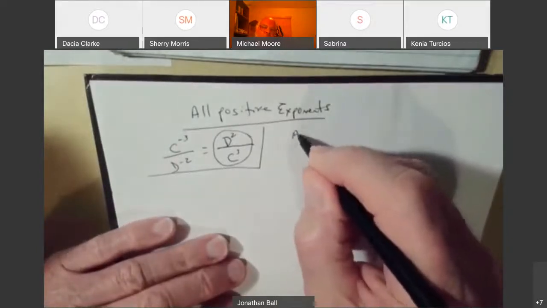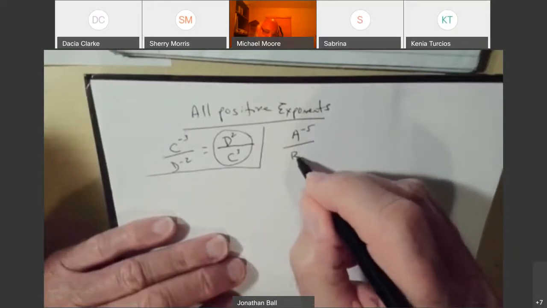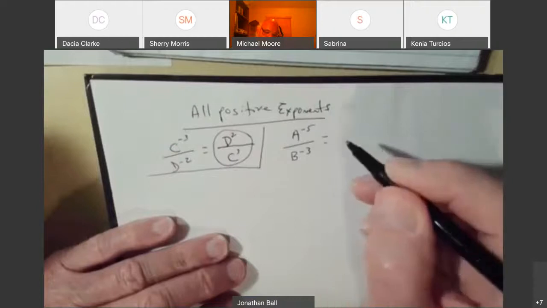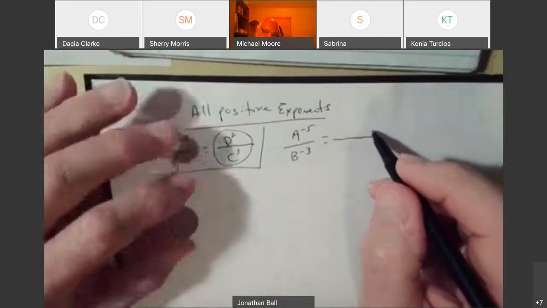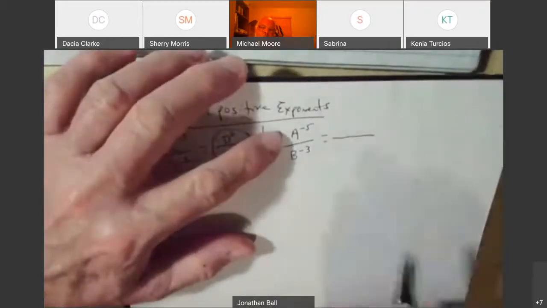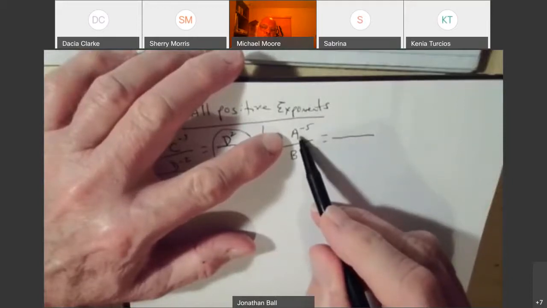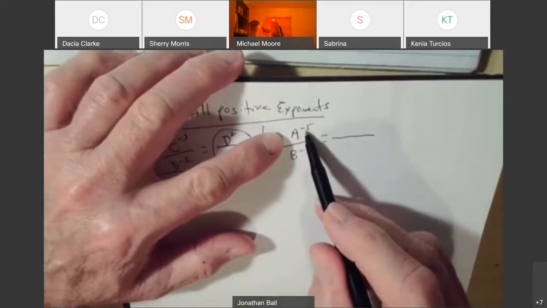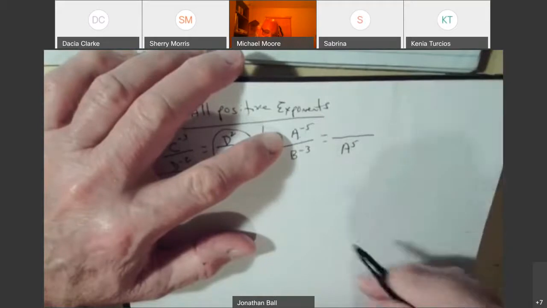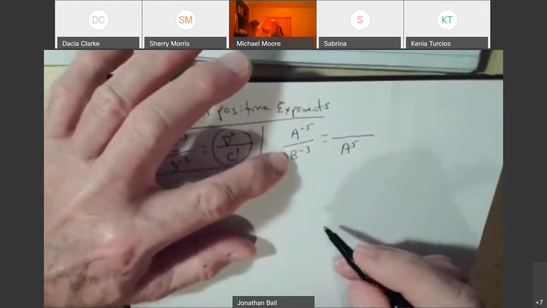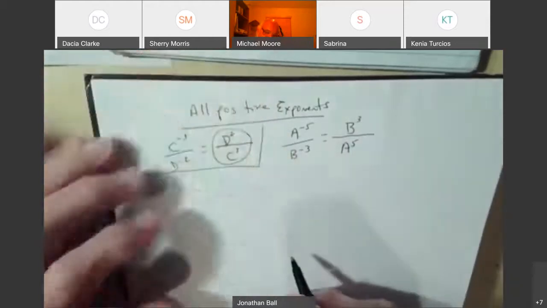And if we have a to the minus 5 over b to the minus 3. Now again, I do this so I don't get confused. Okay, take them one at a time. A to the minus 5, where does it go? To the bottom, because you have a negative exponent here, so it goes to the bottom and becomes positive. Right? B to the minus 3 goes to the top, and it becomes positive.